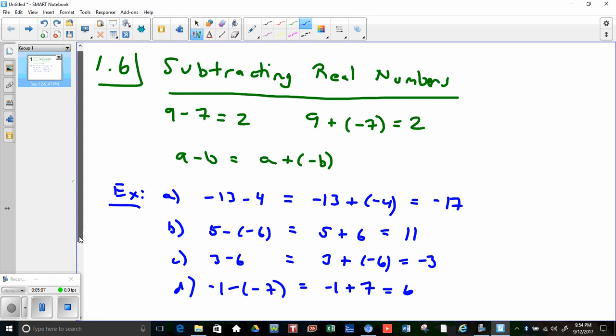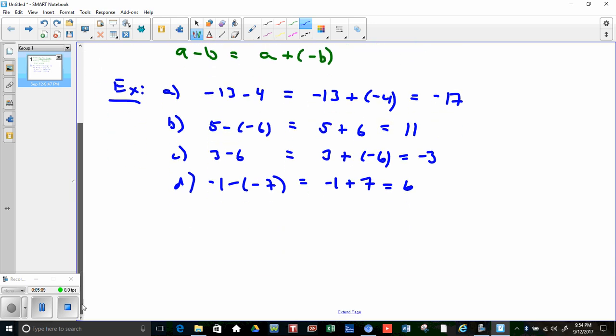So the whole idea behind subtracting real numbers is really just adding the opposite.